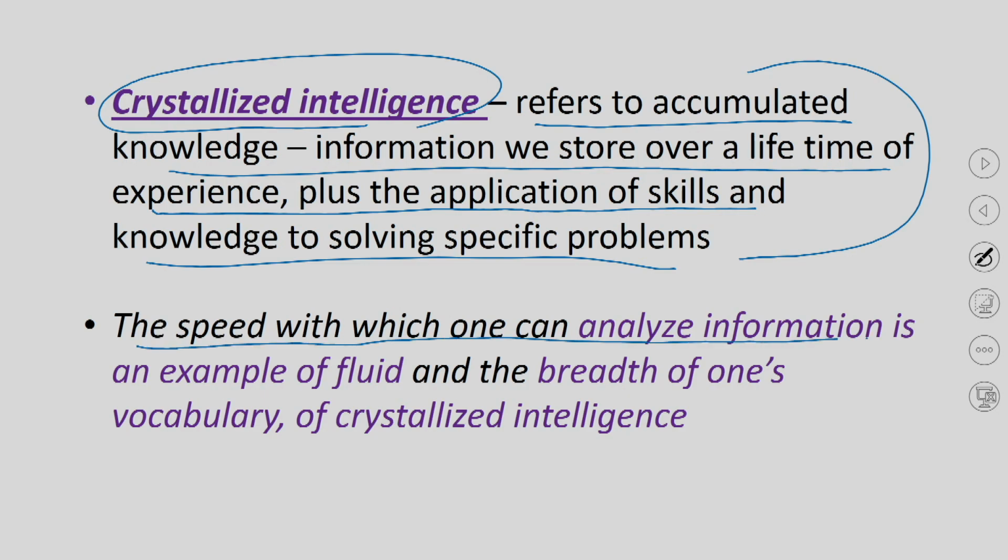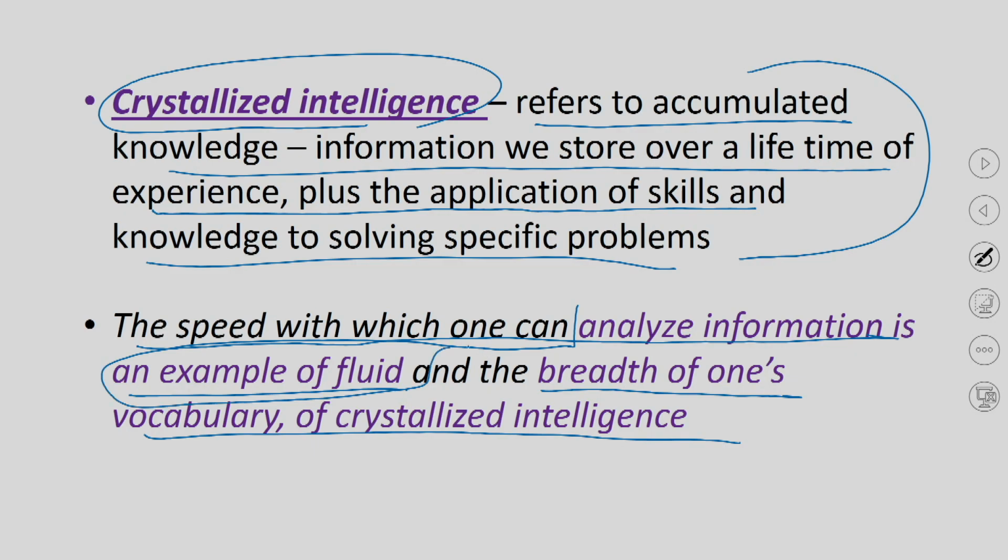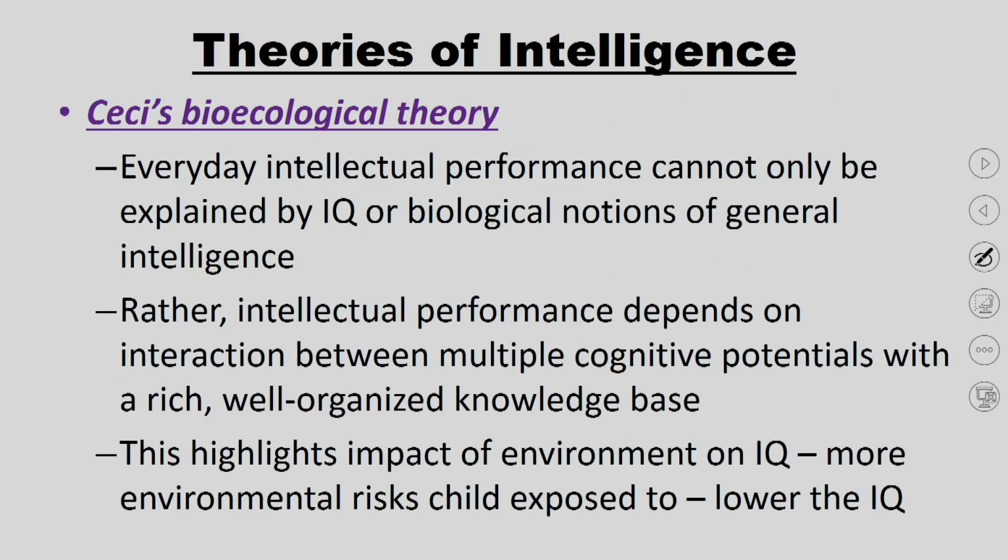The speed with which one can analyze information is an example of fluid intelligence, and the breadth of one's vocabulary is crystallized intelligence. As you know, analysis of information is dependent on how developed your brain is, how basic areas of the brain have developed, and vocabulary, which is something that you learn when you start learning language, is what is called crystallized intelligence.